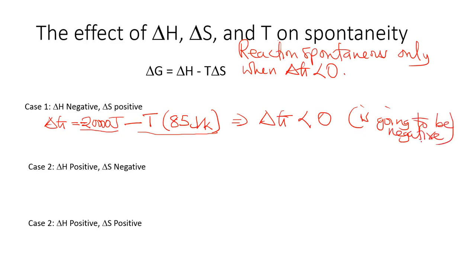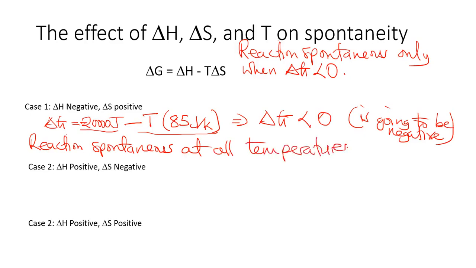So this means that at all temperatures, if you have a case 1 situation, the reaction is going to be spontaneous. So if you have negative delta H and positive delta S, the reaction is going to be spontaneous at all temperatures.